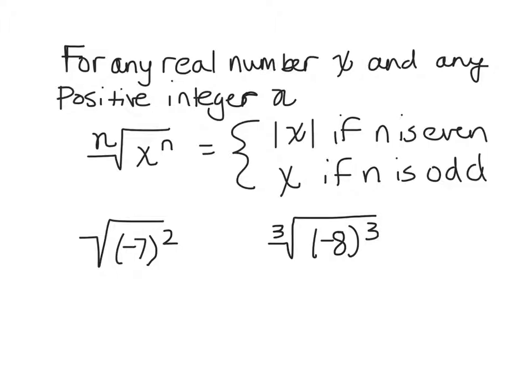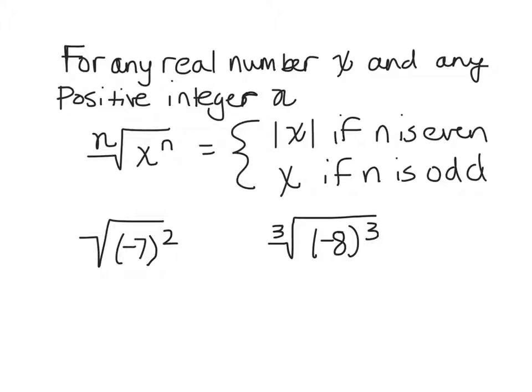Because remember, we cannot have a negative number under an even radical, or if we do, that is not a real number. We'll talk more about that in a moment. But if the index and the exponent is odd, if n is odd, then we can have just x without the absolute value bar. So if x is negative, then it remains negative. So to make this a little bit clearer, let's look at a couple of examples.